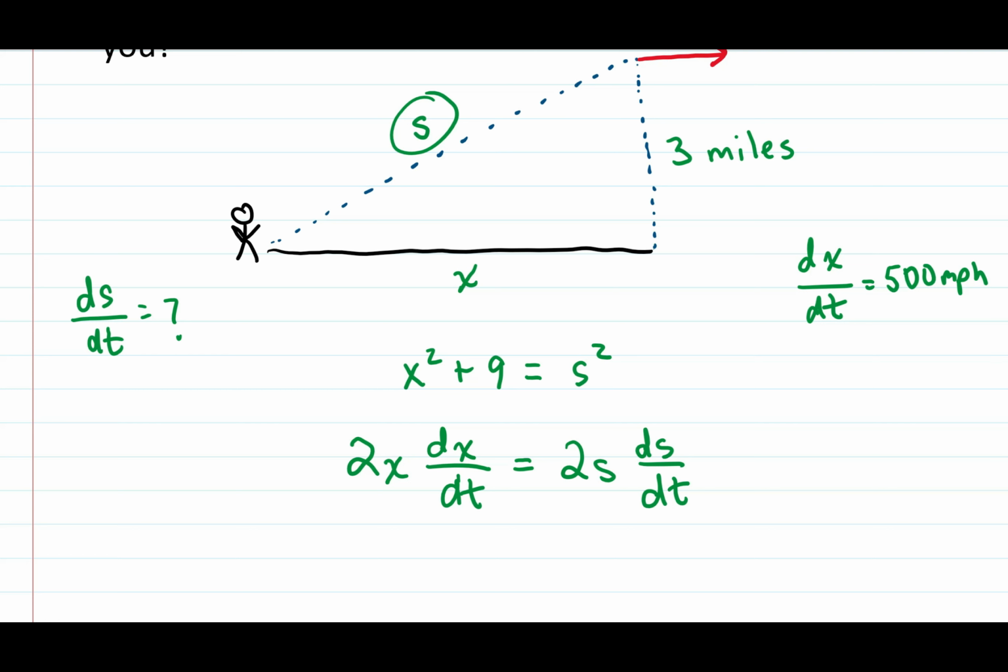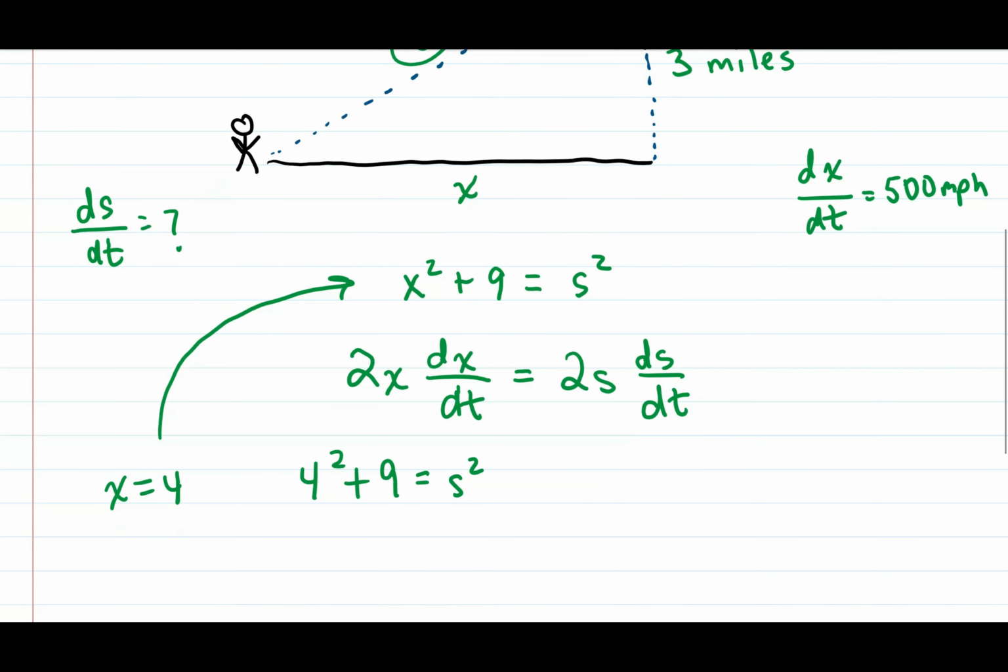So for us, we're interested in the time at which x is equal to 4, as stated in the word problem. If we plug that in, we have 4 squared plus 9 is equal to s squared. Working out the algebra, we get 16 plus 9 equals s squared, and then 25 equals s squared. That gives us s is equal to 5.